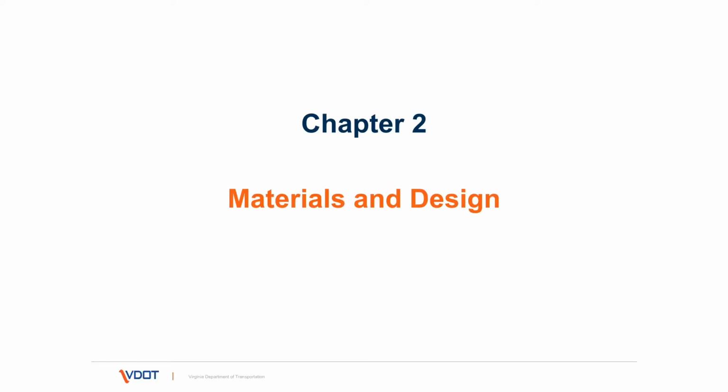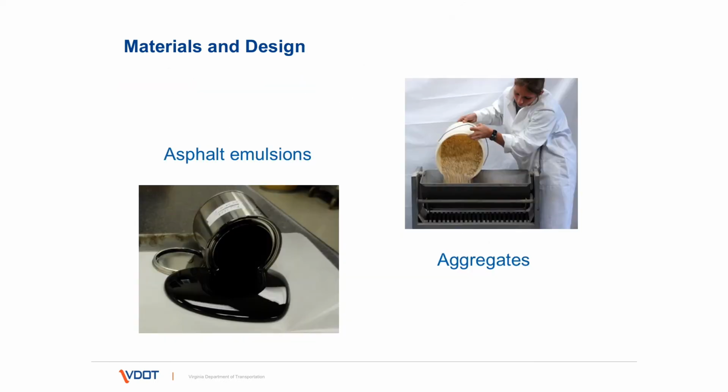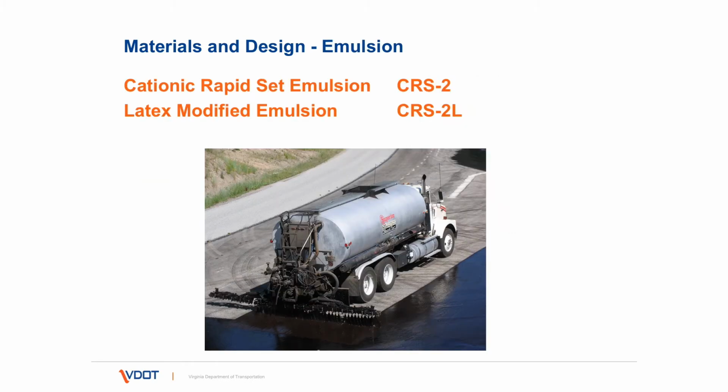In Chapter 2, we'll talk about the materials and design of the treatment. In this chapter, you'll be able to identify the materials used in surface treatment and understand the surface treatment design process. The materials that are used in surface treatment are emulsions and aggregates, and the cationic rapid set, or CRS emulsion, is the most commonly used emulsion in Virginia.